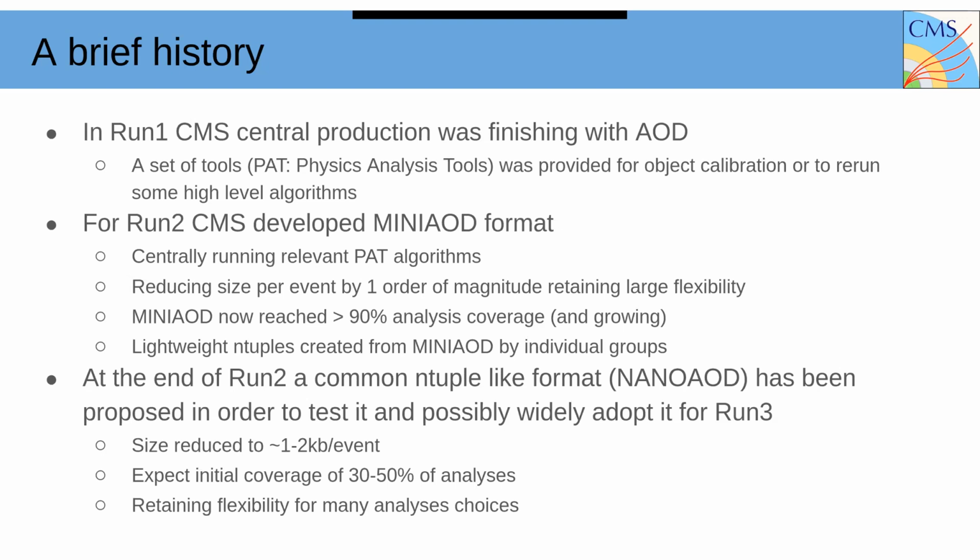That basically will contain everything that you need to do the analysis, everything that you will put in your n-tuple or so. And the idea clearly is that this will not be able to cover a large fraction of analyses like 90%, but perhaps we can do 30 to 50% with the first iteration. And still having the possibility to do many of the choices that you do at the analysis level, without forcing too many choices already at that stage.